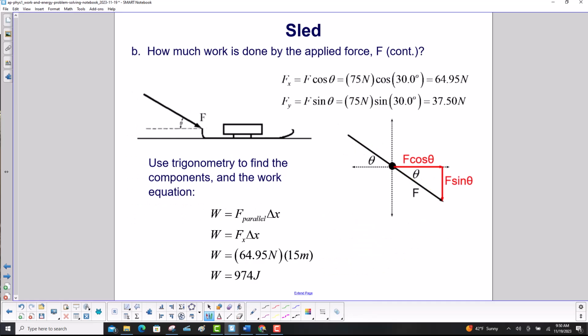Use trigonometry to find the components. We do this up here. We keep an extra sig fig as this is an interim result. Then use the work equation. Work is F parallel times delta x, or F sub x times delta x. Substitute in our values, and we get 974 joules, and we rounded that to 3 sig figs.